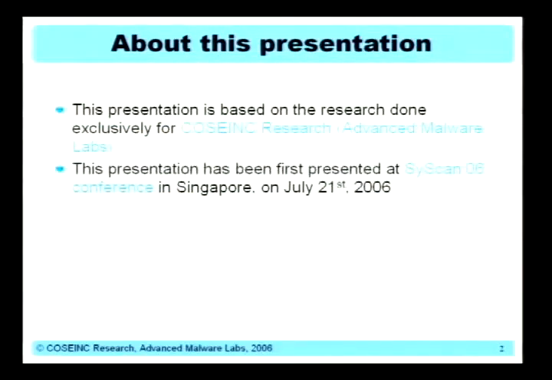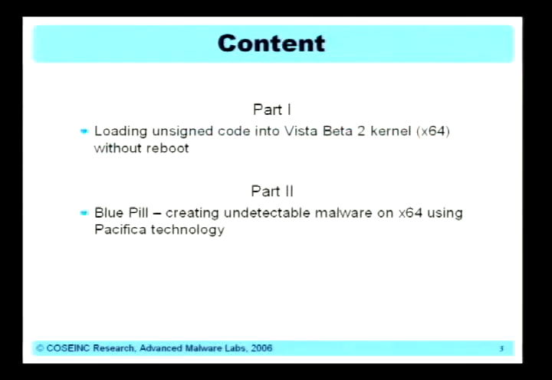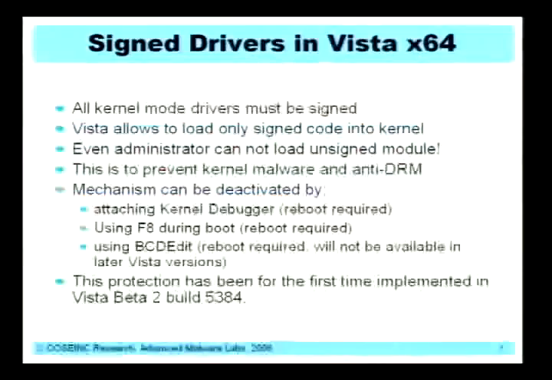This presentation is based on the research done exclusively for Coseinc, and it was first presented 2 weeks ago at a SysCon conference in Singapore. It consists of 2 parts. First part is how to bypass Windows integrity checking for loading kernel drivers into kernel, and the second part is about creating malware which is based on hardware virtualization technology from AMD. Okay, so part 1.